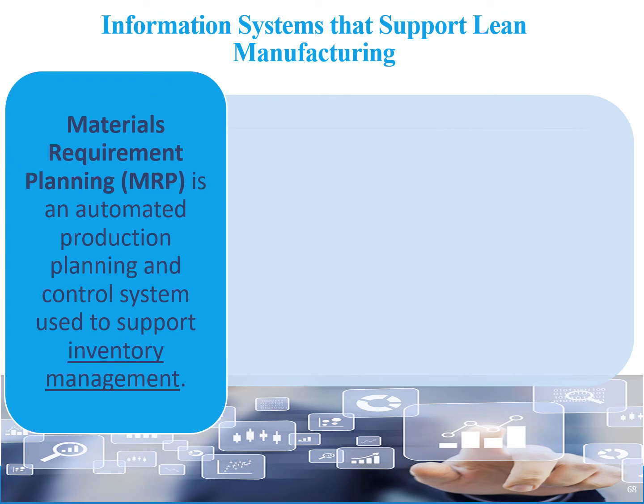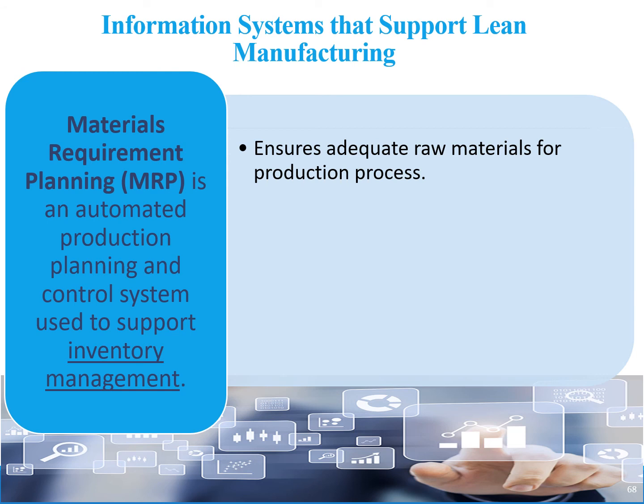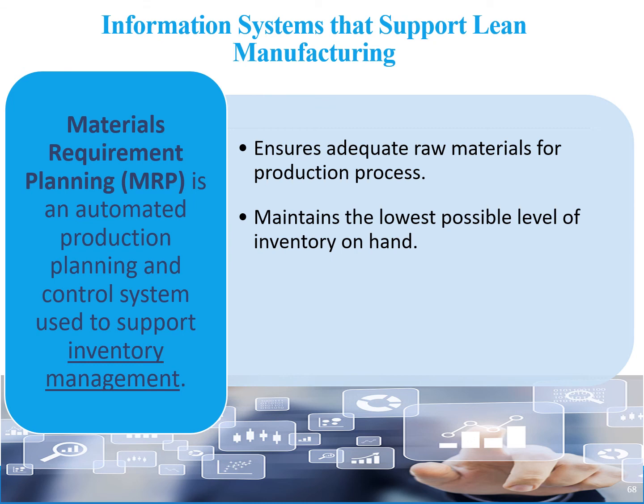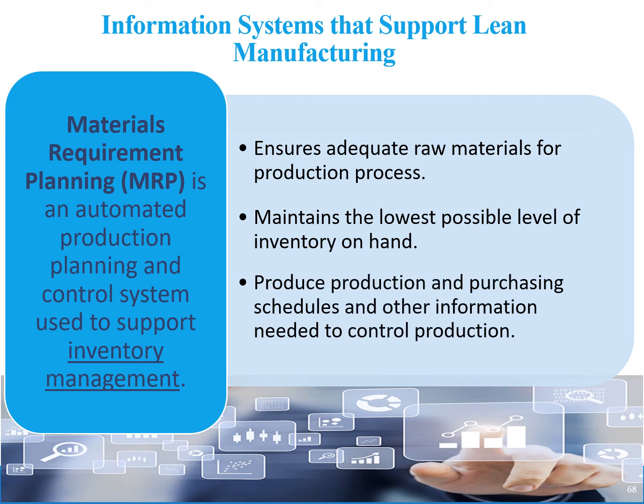Okay, so the information system that supports lean manufacturing, the materials requirement planning, is MRP. MRP is an automated production planning and control system used to support inventory management. Actually, we did talk about the MRP in the expenditure purchasing cycle as one of the advanced processing systems for managing the inventory. It ensures adequate raw materials for the production process, maintains the lowest possible level of inventory on hand, and produces production and purchasing schedules and other information needed to control the production.